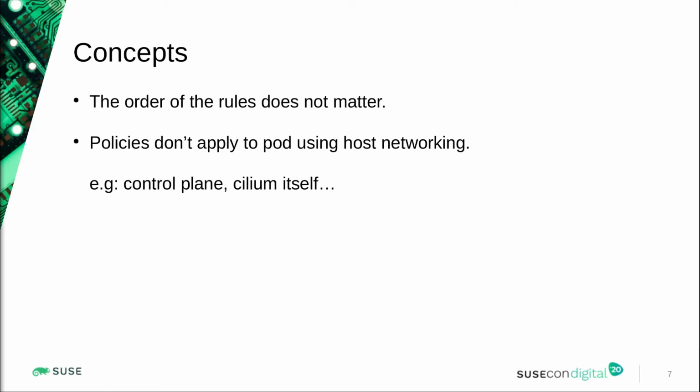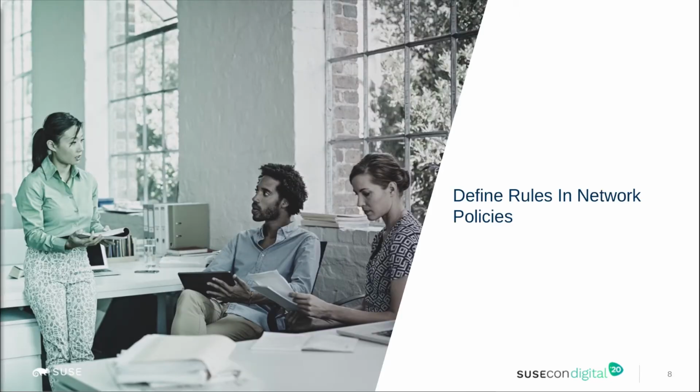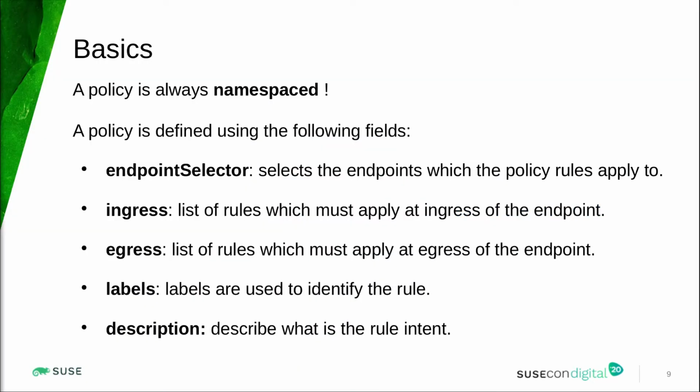Okay, so we now know how a network policy is working and what it is supposed to do, but let's see how it's defined. Let's see the rules inside these network policies. First thing, a policy is always namespaced. So when you define a policy, you always need to specify a namespace. This is the same principle as when you create, let's say, a deployment inside Kubernetes. This needs to be namespaced.